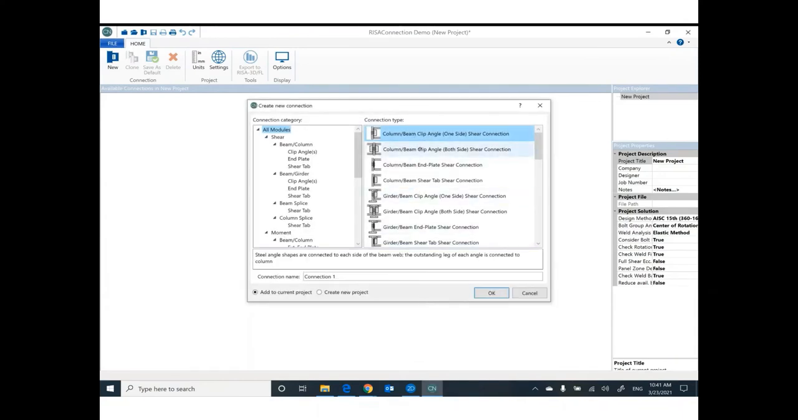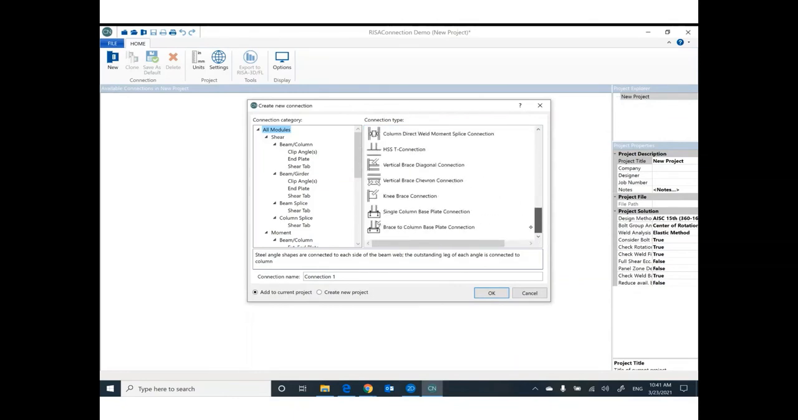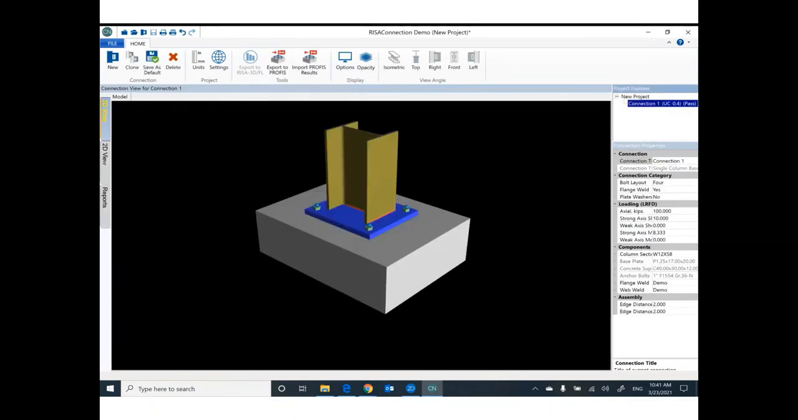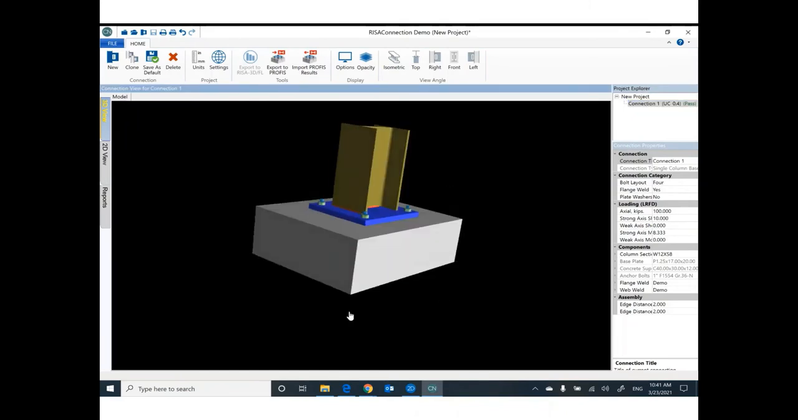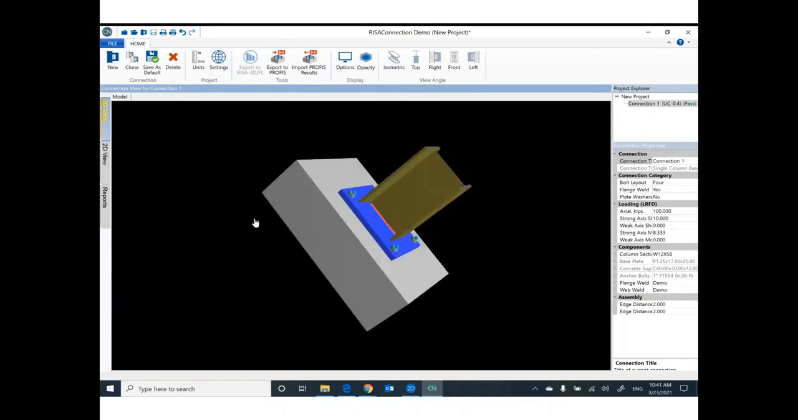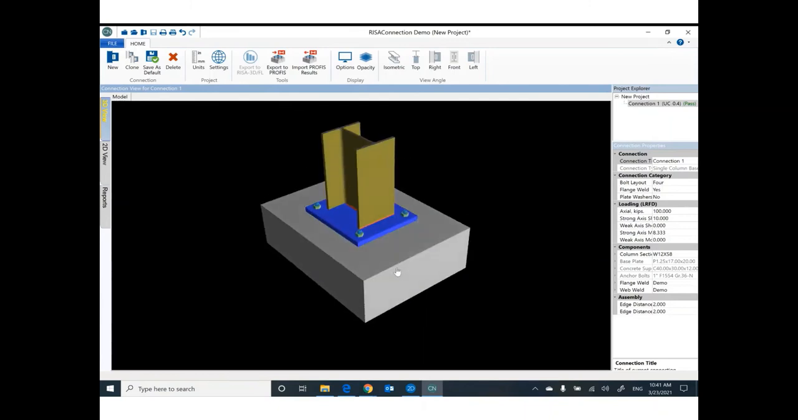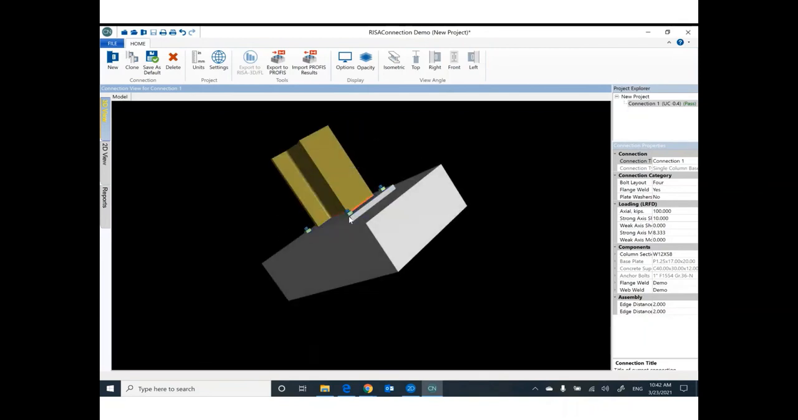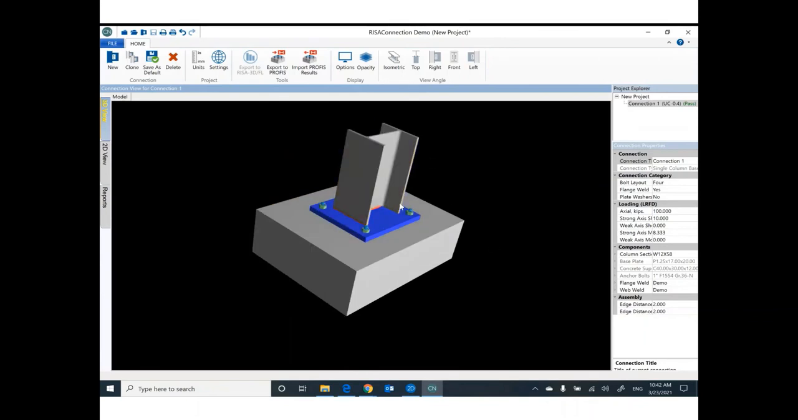We have different connections. For example, let's see. Probably this one. Can you see? We have footing. And we have a column. And how we can connect between the vertical member, the vertical column, and the footing. Then we can apply your forces. And the program will tell you this arrangement. Do you think 4 bolts will be enough? Do you think the thickness of this plate will be enough? Do you think this column and the dimension of this footing will be enough? All of these will be covered next meeting.